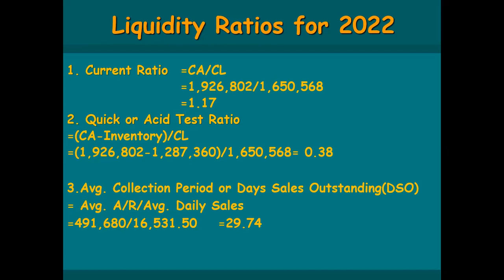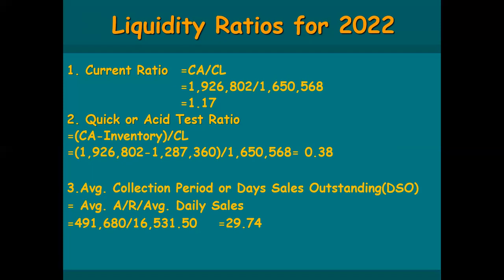I am going to repeat again. Inventory includes, first of all, raw material, then work in process. Work in process is the period in which raw material is converted into finished goods. And third one, finished goods. Unsold finished goods are also a part of current inventories. So here the value is 0.38.